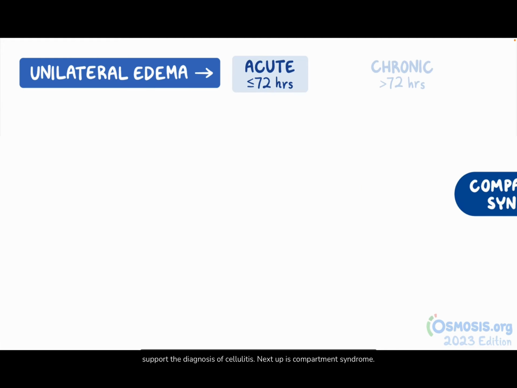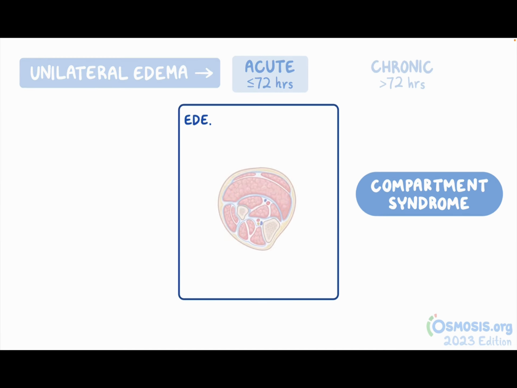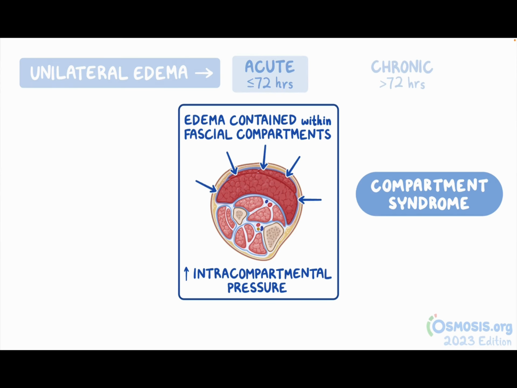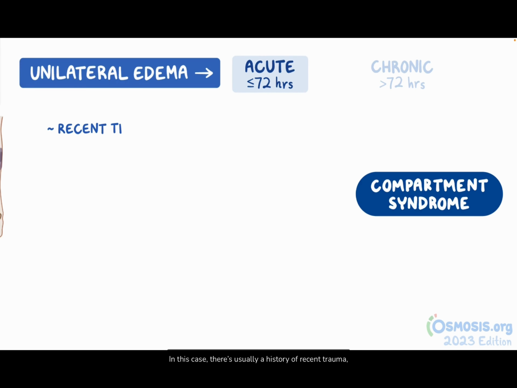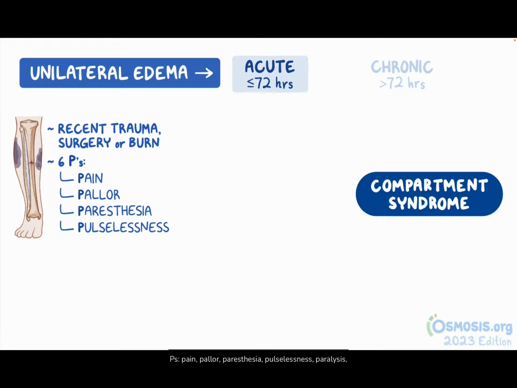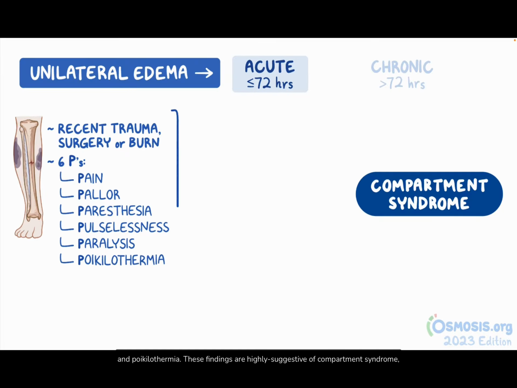Next up is compartment syndrome. The edema here is contained within fascial compartments, leading to limb-threatening rise in intracompartmental pressures. In this case, there's usually a history of recent trauma, surgery, or burn, while a physical exam reveals the 6 Ps: pain, pallor, paresthesia, pulselessness, paralysis, and poikilothermia. These findings are highly suggestive of compartment syndrome, which is usually a clinical diagnosis.